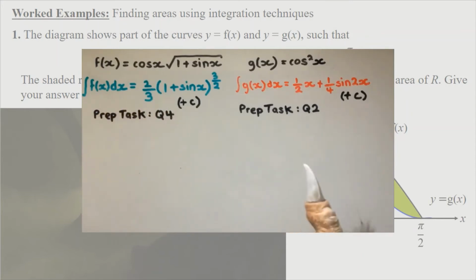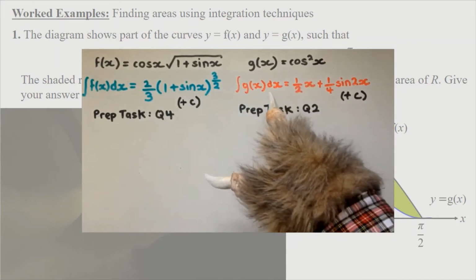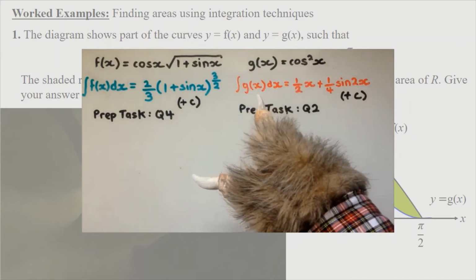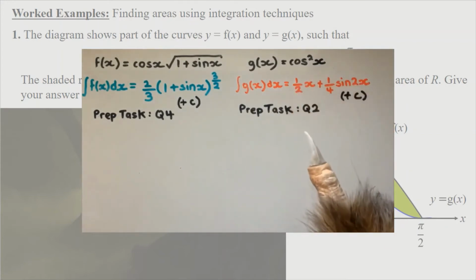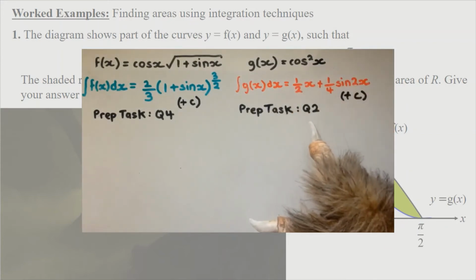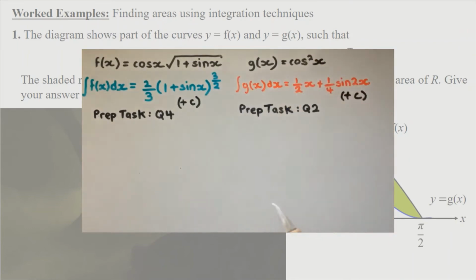but just to make this precise I've put it in. Similarly, we have g of x, which was cos squared, and when you integrate this function you get this expression here. Again, if you haven't done question 2 from the preparation task, just have a go at integrating cos squared x with respect to x. You'll need to use one of the double angle identities. In this example then, we have to calculate an area bounded between f and g.